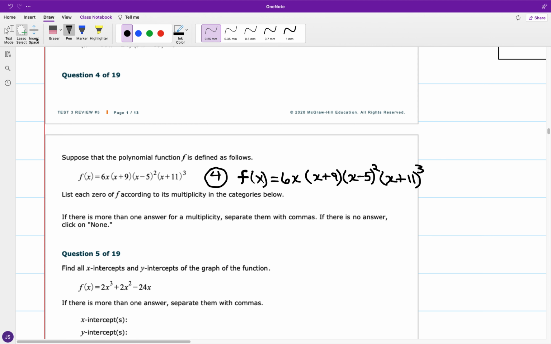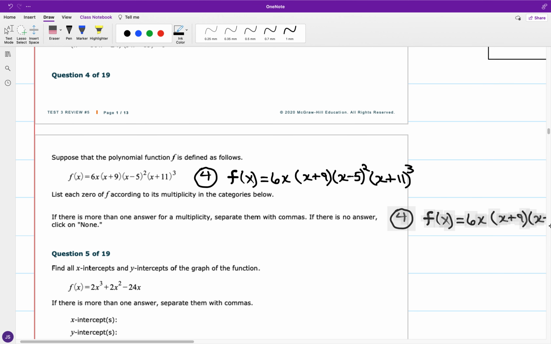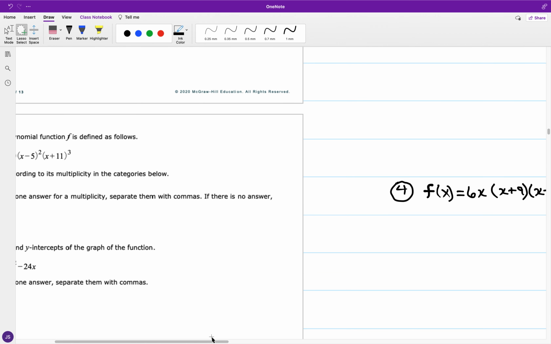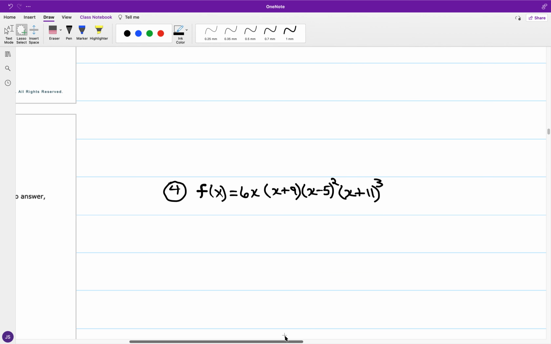And looking for the zeros and their multiplicities. Again, multiplicities of zeros pertain to the degree to which the corresponding variable factor is raised. In the leadoff, the first variable factor is x, which is to the first. Next we have x plus 9, also raised to the first. And for x minus 5, this is raised to the second, and x plus 11, that is to the third power.